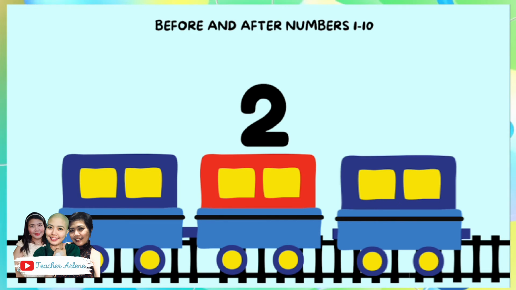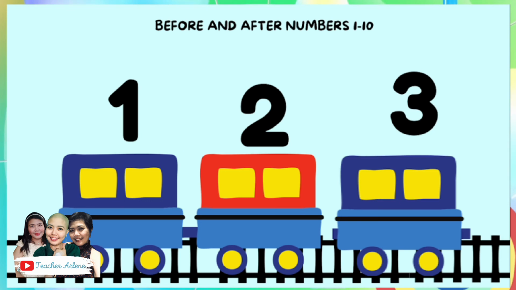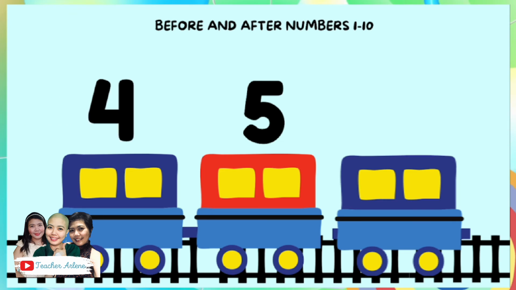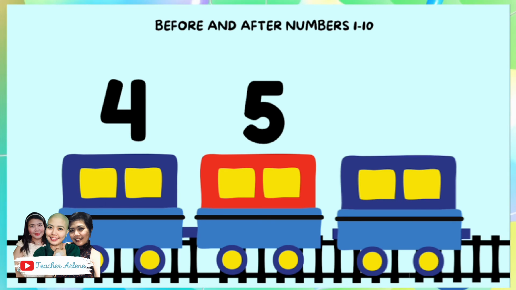Number before 2 is 1. Number after 2 is 3. Number before 5 is 4. After 5 is 6.